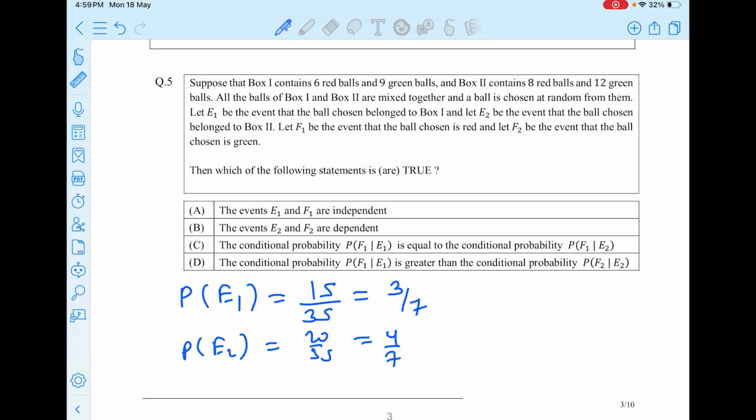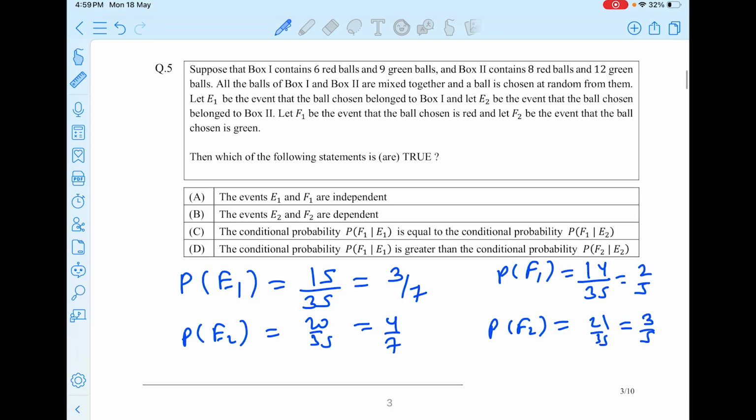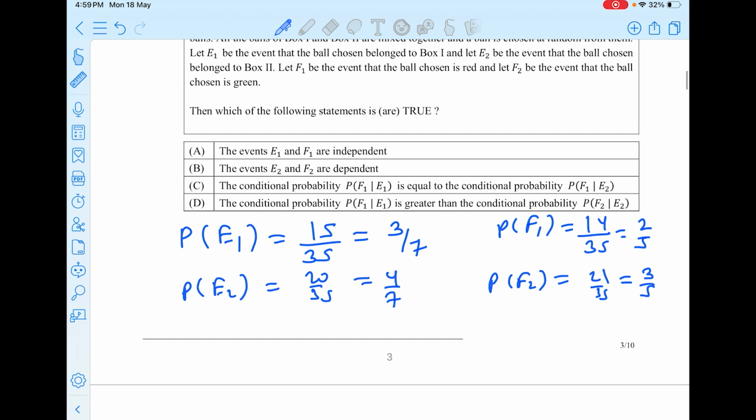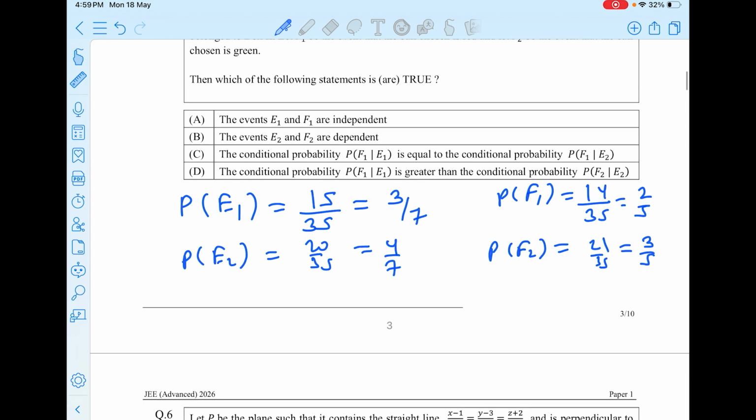Then F1 is what? Ball chosen is red. So now total how many red balls are there? 6 red balls and 8 red balls, total 14 red balls by 35, so that is 2 by 5. And P of F2, ball chosen is green, total how many green balls? 9 plus 12, 21, 21 by 35, so that will give you 3 by 5. Okay. Now they are saying the events E1 and F1 are independent.